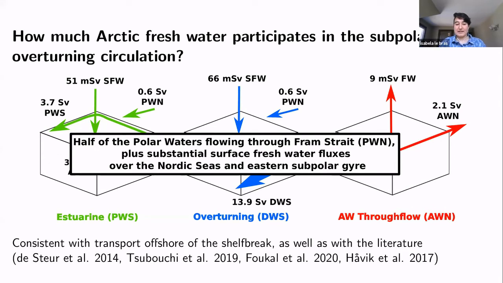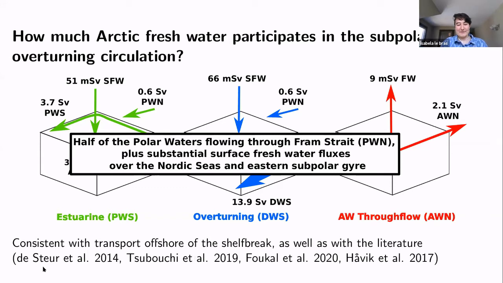And this is consistent with transport offshore of the shelf break, as well as generally with the literature. So I appreciate Allegra's question. It would be interesting to see to what extent this is consistent with isotopes. I think there's a study by Dodd et al. that shows, using isotopes, and I could be wrong because this is not really my area, that there's a substantial flux of sea ice into the Nordic seas. But what I am sure that it's consistent with is these transports.